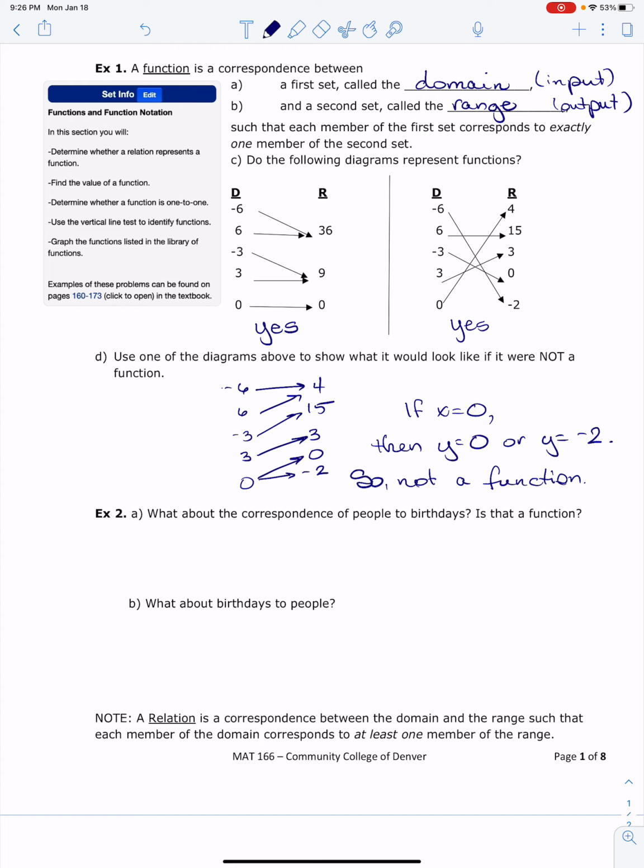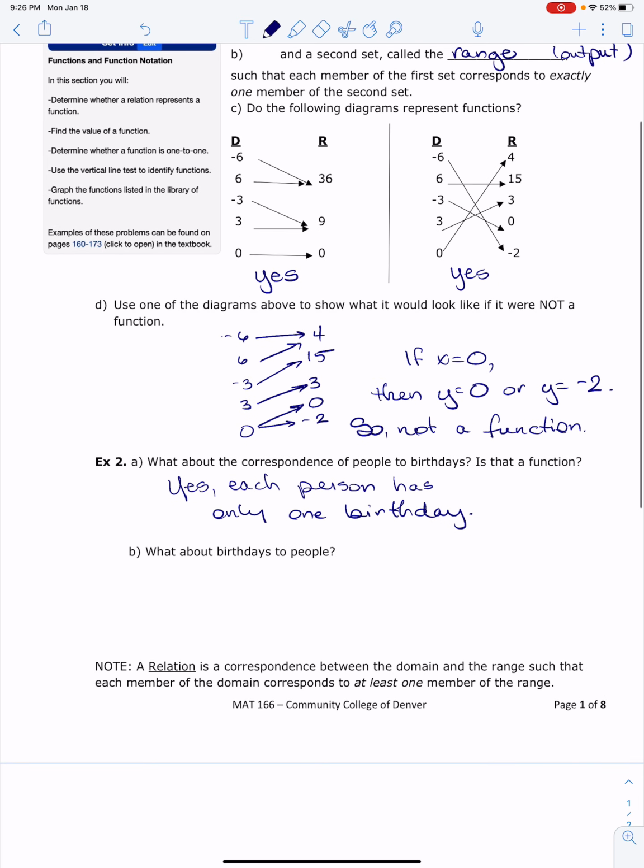So let's talk about the correspondence of people to birthdays. Is that a function? It is, because each person has only one birthday. And we're not talking about those people born on February 29th, which then is sometimes maybe celebrated as March 1st. Birthday still is February 29th. They may just celebrate it on a different day.